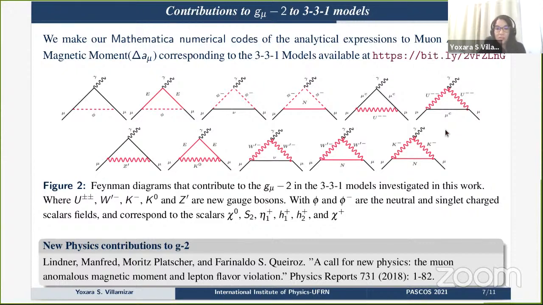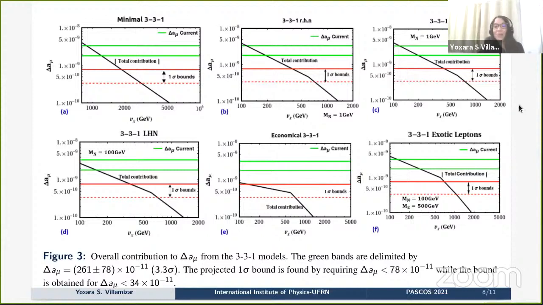for 3-1 models. The general analytical expressions for g-2 you can find in this reference here, on new physics contributions to g-2 and lepton flavor violation. The results of our work you can see in these plots.